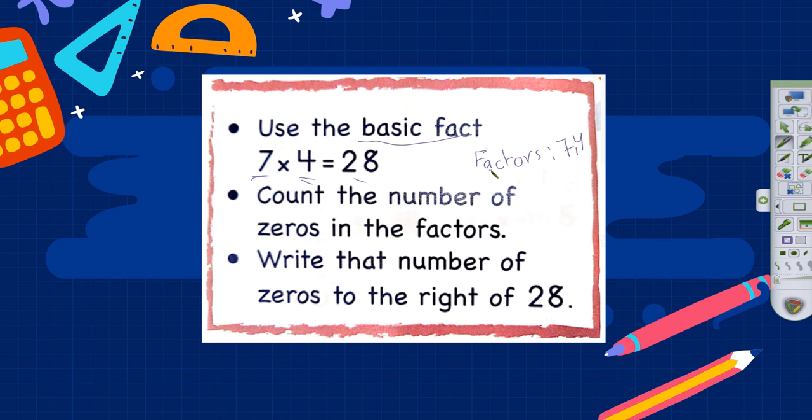After we multiply 4 times 7, we count the number of zeros in the factors. Do you have any zeros here? No. But if you have 1 or 2 zeros, what should you do? You write that number of zeros to the right of 28. Let's see how.